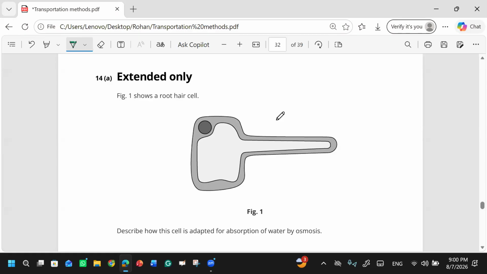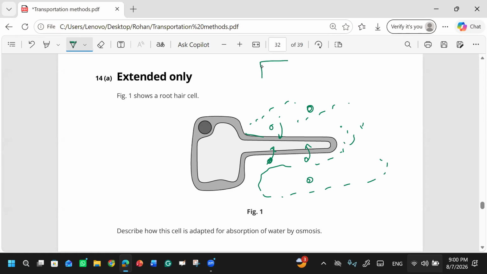It pulls it in, takes it in. You see this elongated part, it means they have a large surface area. They are elongated finger-like extensions, like this one, and it increases their surface area. Let's say all this over here is soil, and in the soil there are nutrients available. So it will take the nutrients from the soil because it has a large surface area.